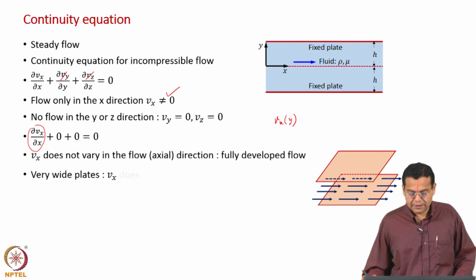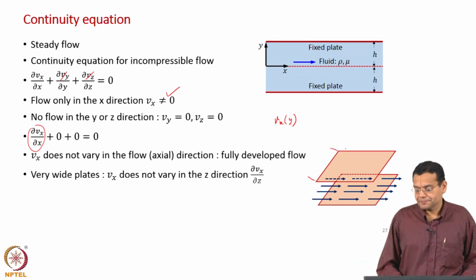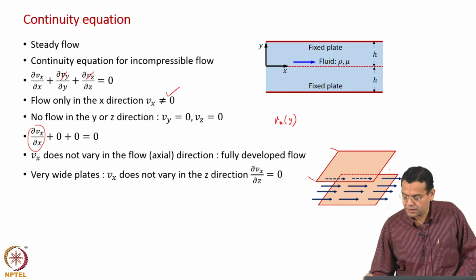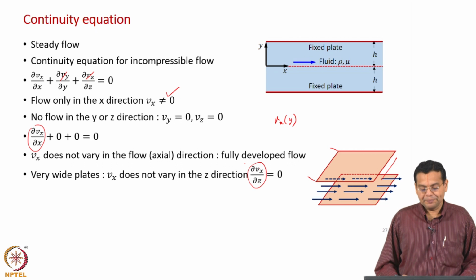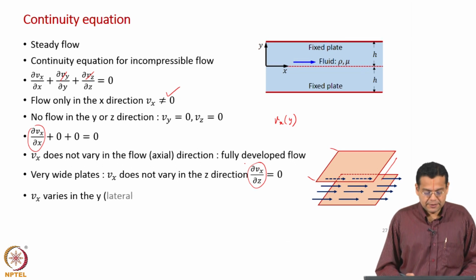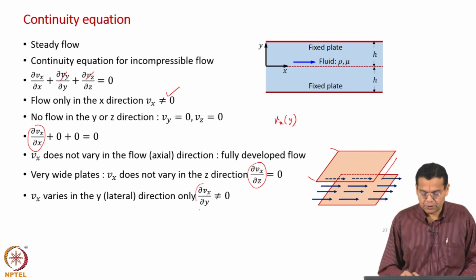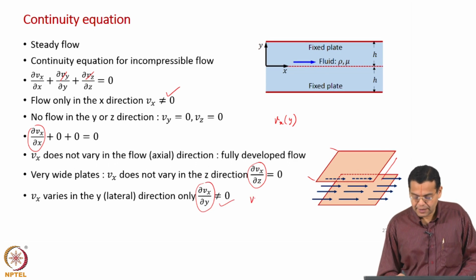Now, we consider very wide plates. What do we mean by that? This is the width that is very wide, which means that there is no variation of the x velocity, V x does not vary in this direction. So, dou V x by dou z is equal to 0, which means that V x varies in the y or lateral direction only, dou V x by dou y is not equal to 0. So, we have V x as a function of y only.